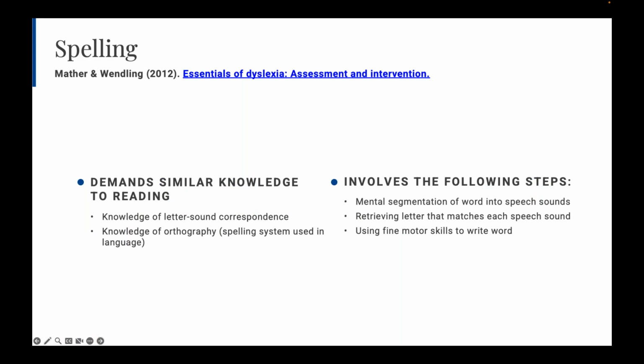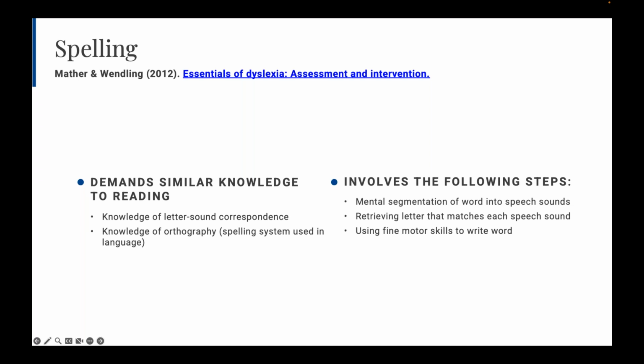Okay, and the last primary area I will run through is spelling. I know I'm going through these a little quickly, but I'm going under the assumption that we all have some general understanding of what these ability areas are. When we think about spelling, spelling demands similar knowledge to reading. Both reading and spelling demand knowledge of letter-sound correspondence and knowledge of orthography.